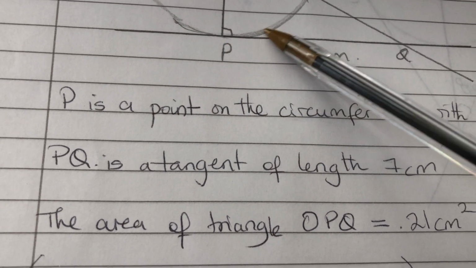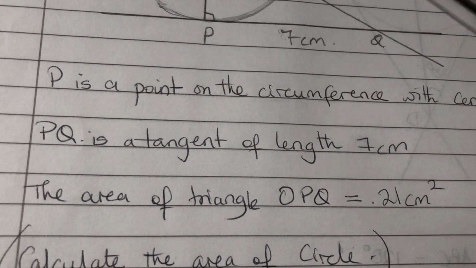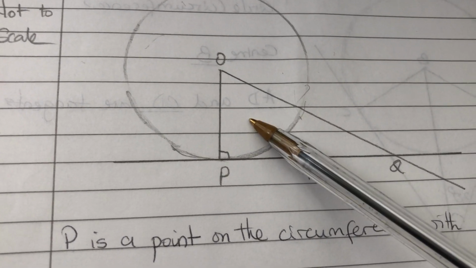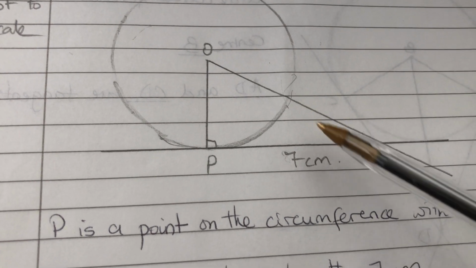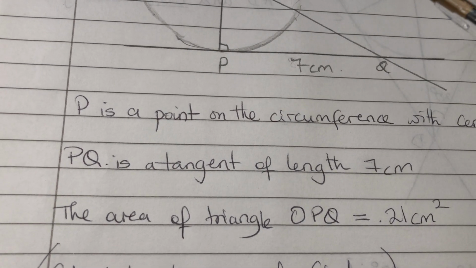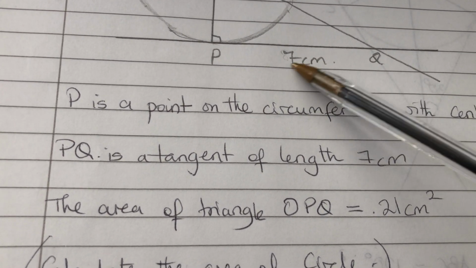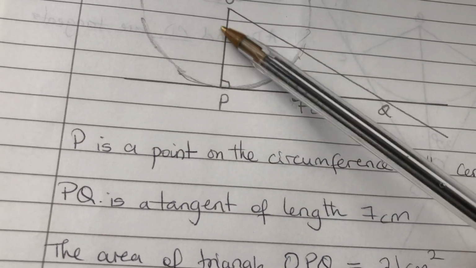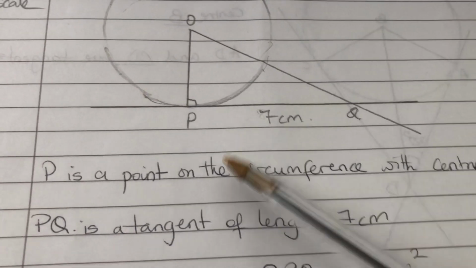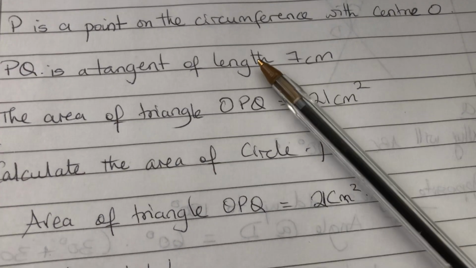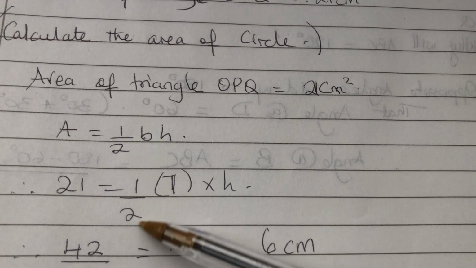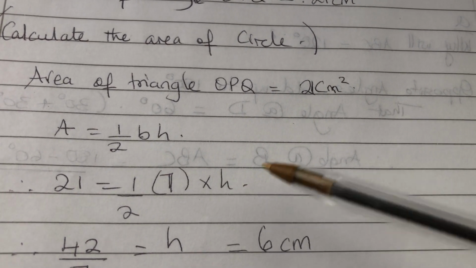The angle we have is 90 degrees, so sine of 90 will give us 1. So we can basically use half base times height. So this area here is 21 centimeters squared, will be equal to half the base, which is 7, times height. The height OP here is the radius. If we use that formula accurately, we are going to get 21 being the area, half the base times height, which is the radius.